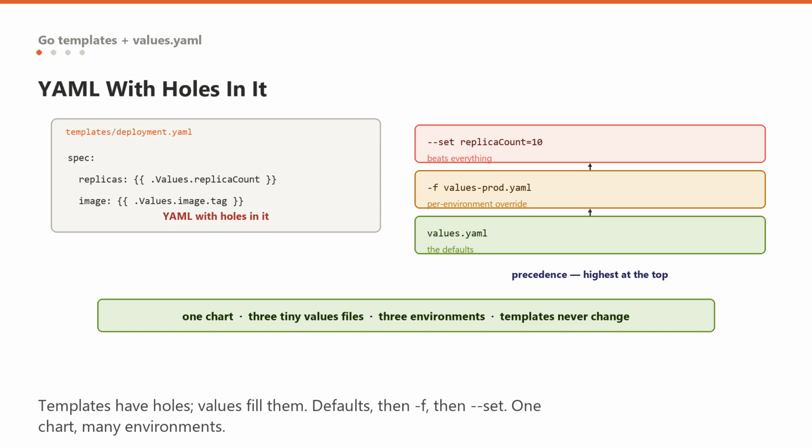So 1 chart, 3 tiny values files, 3 environments. Dev overrides replicas to 1. Production overrides replicas to 10, sets resource limits and points at the real domain. The templates themselves never change. And that is the whole promise of Helm delivered. 1 source of truth, many deployments. There is more syntax, if blocks, range loops, the .Release object that gives you the release name and namespace. But this substitution is the idea, and everything else is decoration on it.